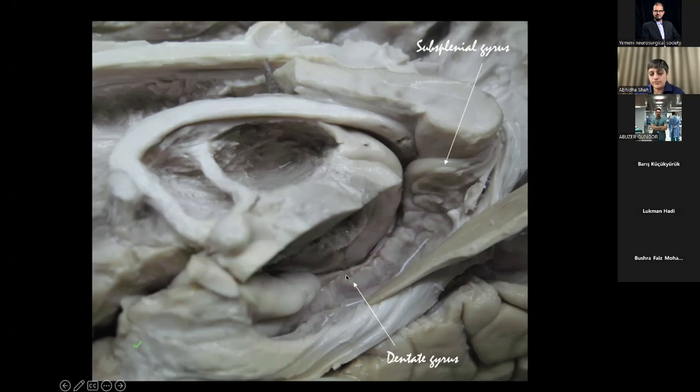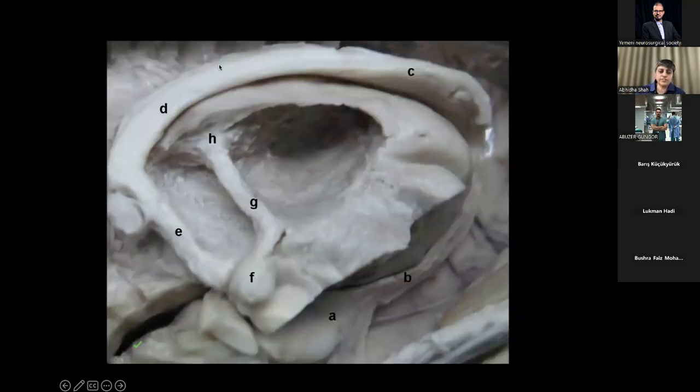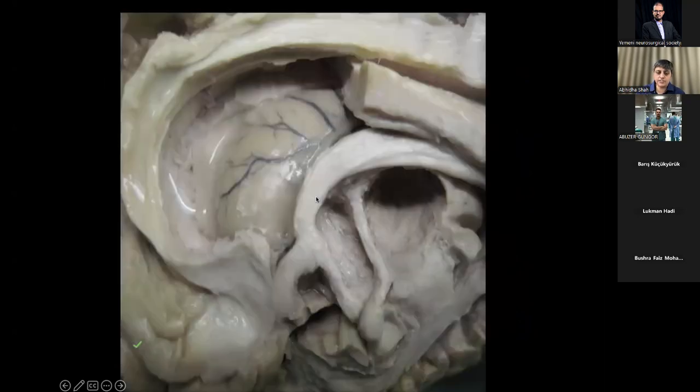So now you can see the fornix as it is going up here, the body of the fornix, the columns of the fornix, the mammillary body, the mammillothalamic tract, the anterior nucleus of the thalamus. And then as you go further, I've cut the corpus callosum and you will go into the anterior thalamic radiations. So this is the whole dissected Papez circuit. As you will see now, I will show you the whole thing.